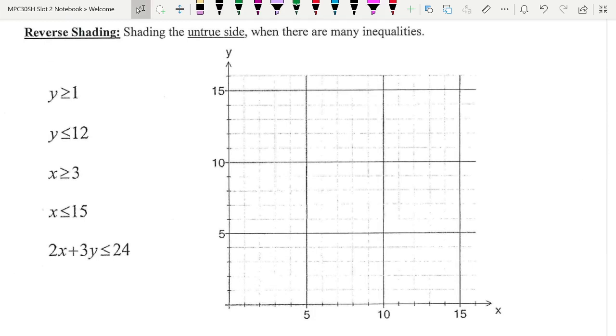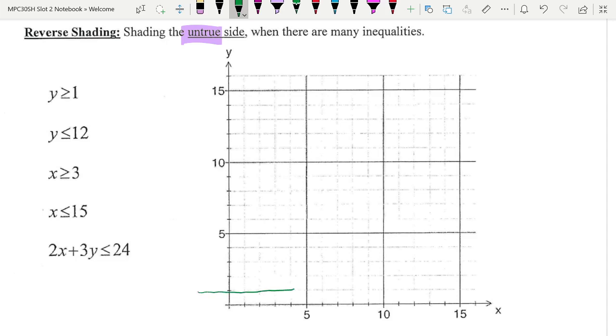Now, what happens when you have lots of these lines? When you have lots of these lines, shade the untrue side instead of the true side, and then your answer will be wherever you didn't shade. So let's see. y is greater than 1. Let me do that one here. I'll use green for that one. So what do y equals lines look like? Are they vertical or horizontal? Think about that. Horizontal.